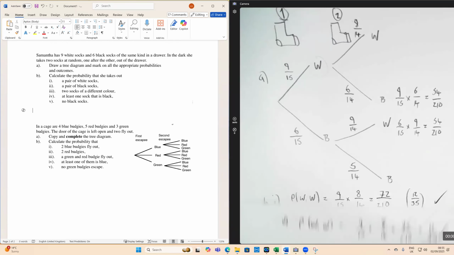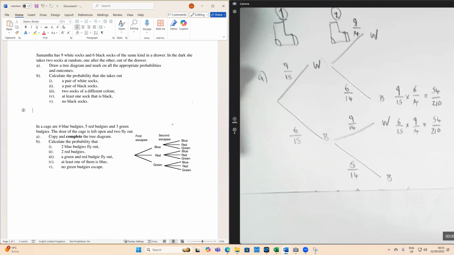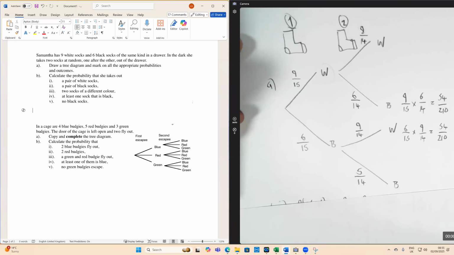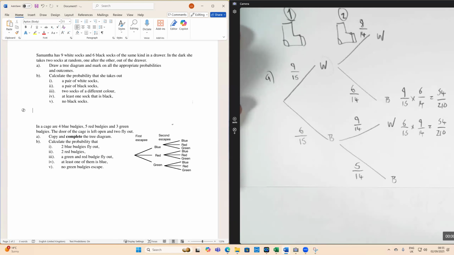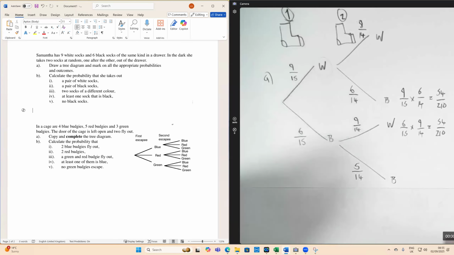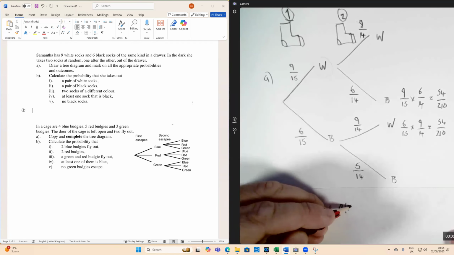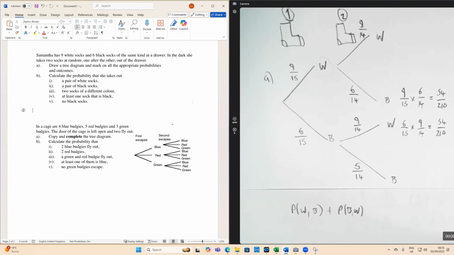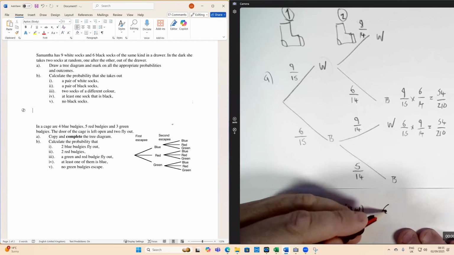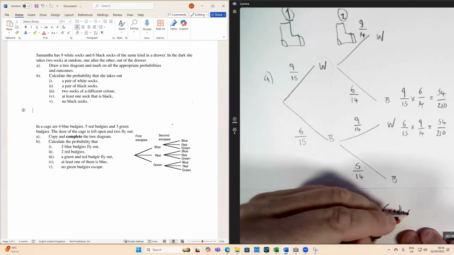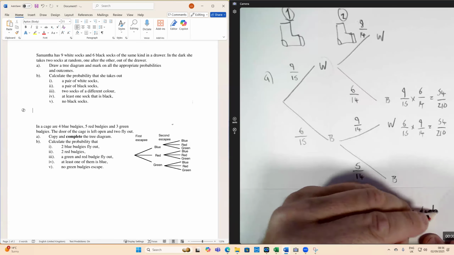Now, again, just to emphasize the point that I drew your attention to earlier, let's imagine they said, what's the probability that Samantha selects exactly one of each color? If they worded it in that way, the probability of exactly one of each color would be the probability of white, black, plus the probability of black, white, as I discussed earlier on. So that's what you would do if they used the words exactly one of each.